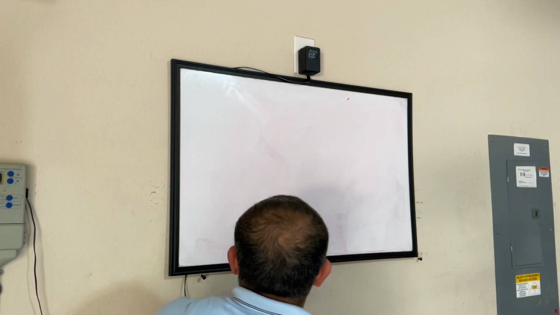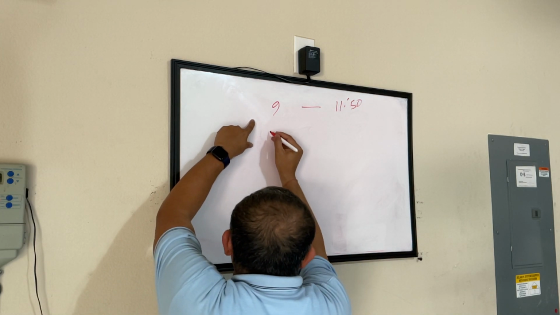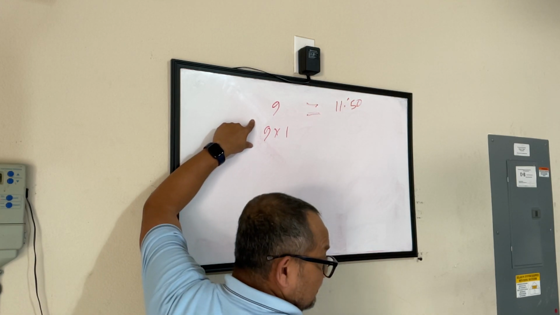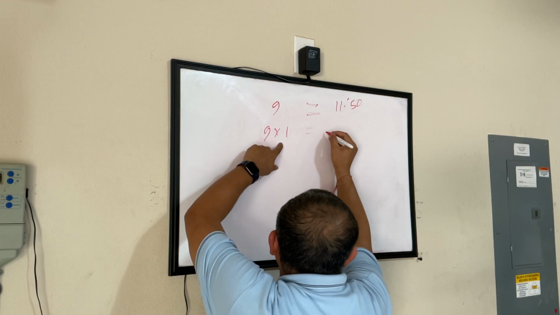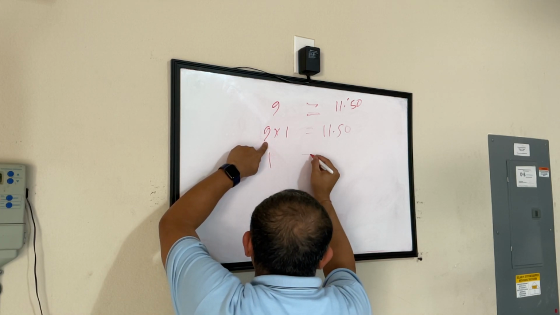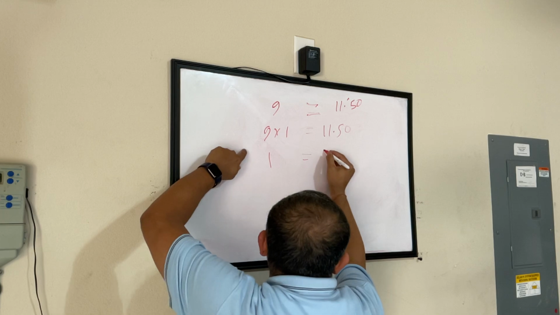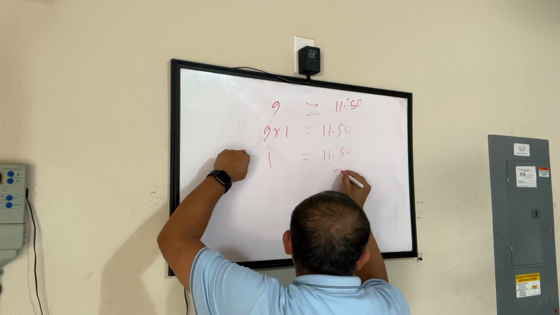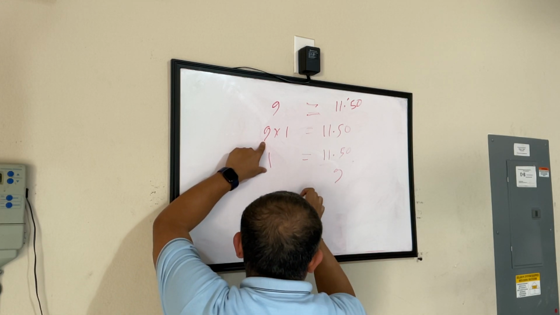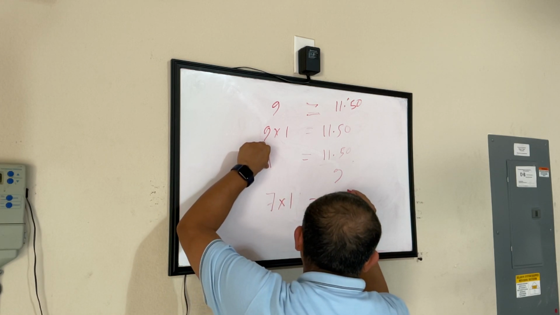If I take the first example, 9 markers come for 11.5. 9 is nothing but 9 into 1. 9 markers' value is equal to 11.5. So 9 into 1 is 11.5. If I want to find out the price of one marker, I have to get rid of 9. And how it travels, it goes this way. It goes downwards like a cross. So 11.5 divided by 9. Now I got the unit. If I have to find for 7, that means 7 is 7 into 1. So I am multiplying 7 this side, I have to multiply 7 this side also.